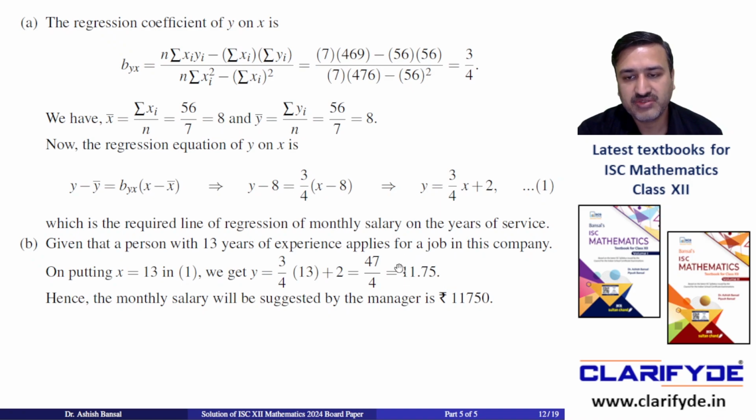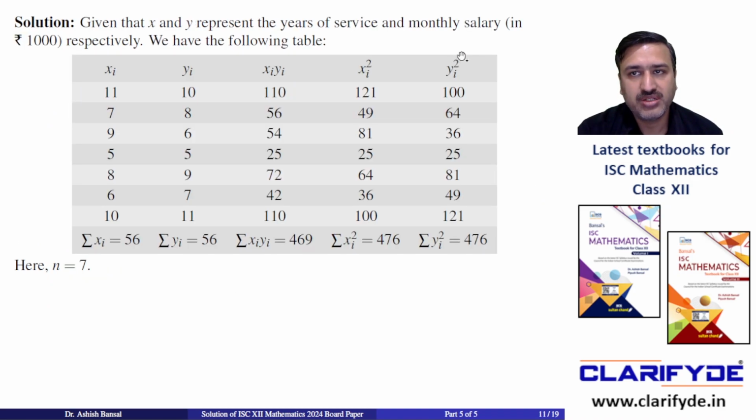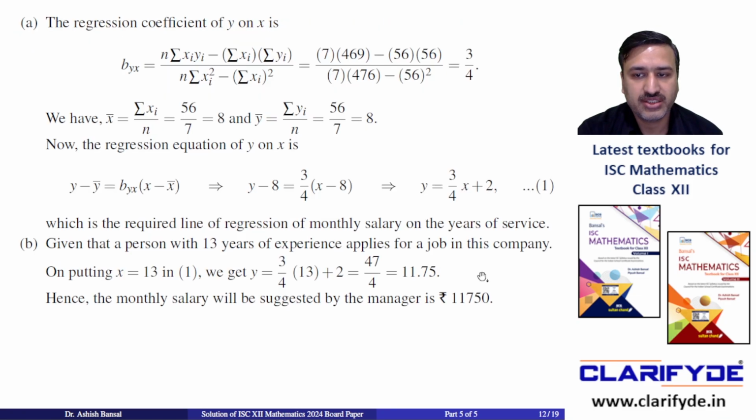We have multiplied this value by 1000 because the values here are in thousands of rupees. It means this is 10,000, this is 8,000, this is 6,000, like this. So this value represents 11,750.